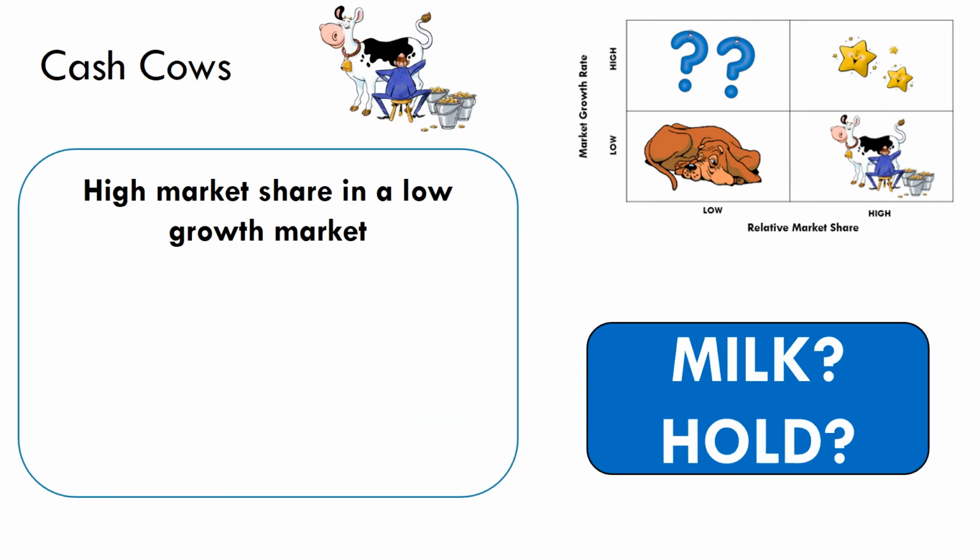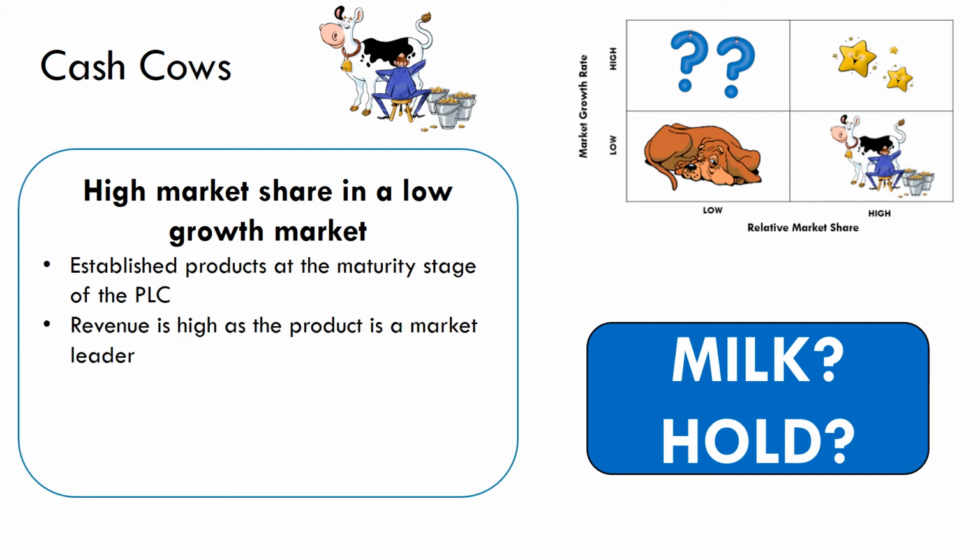Okay, the next category of products. If we analyze our product range, we might have some cash cows. And this is really what we want to do. We want to have as many cash cows as possible because these are the most useful. High market share in a low growth market. These tend to be established products at the maturity stage of the product life cycle. Revenue is high as the product is the market leader, and costs are low. We have economies of scale and an established brand.